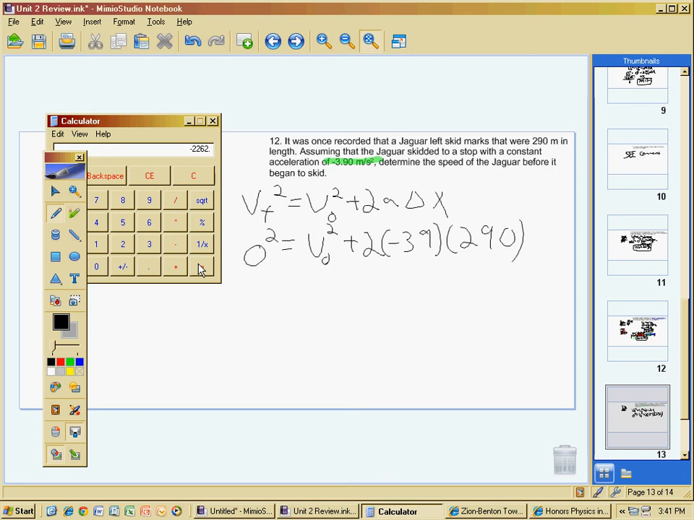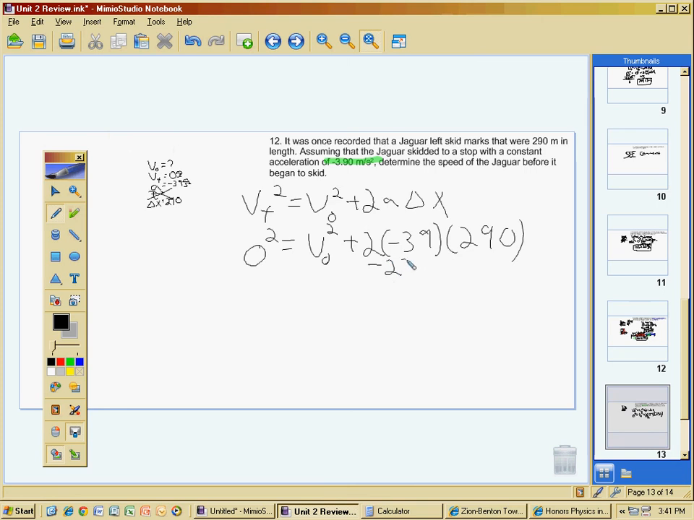So the right-hand side we have is negative 2262. So we're going to go ahead and subtract that over. So we've got negative 2262 over here that we are going to go ahead and move over here onto the left side, which gets rid of our negative sign by subtracting it over, equals v naught squared.